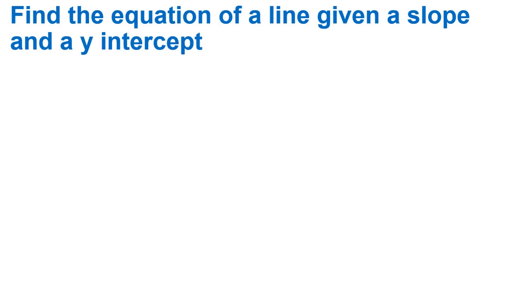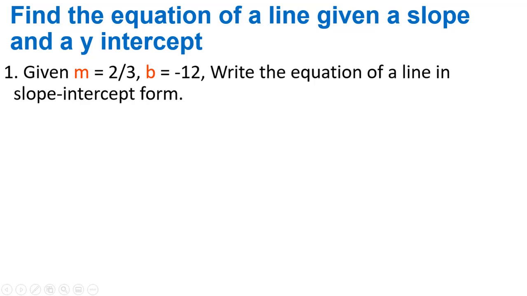Now if I want to find the equation of a line and they give me a slope and a y-intercept, well, that's the easiest situation, especially if I'm going to use slope-intercept form. So let's take a look at a couple examples. In this case, the slope is 2/3 and the y-intercept is -12. Well, if slope-intercept form is y equals mx plus b, all I've got to do is substitute the slope for m and the y-intercept for b, and I've got my linear equation.